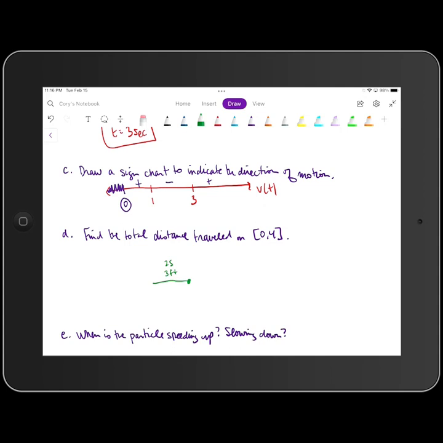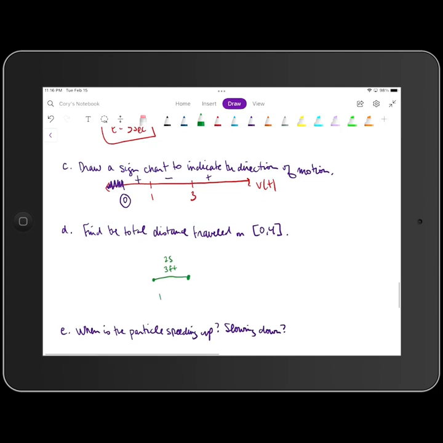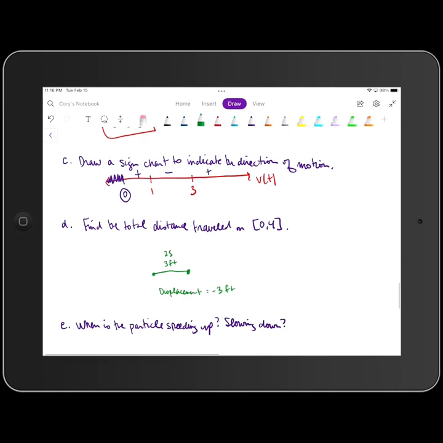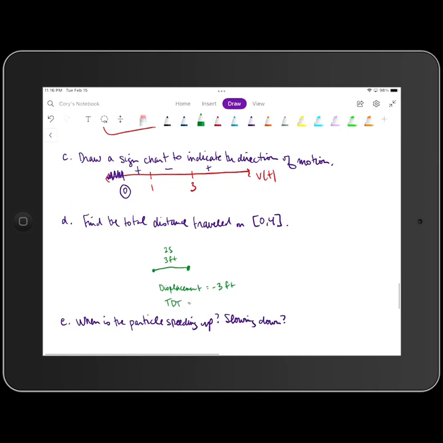Okay, so if I want to calculate the displacement in those first 2 seconds, the displacement, which is the change in position, we've gone 3 feet to the left or 3 feet backwards, so our displacement there would be negative 3 feet. The total distance that we've traveled in that first 2 seconds has to be a positive quantity. So the total distance that we've traveled is 3 feet.